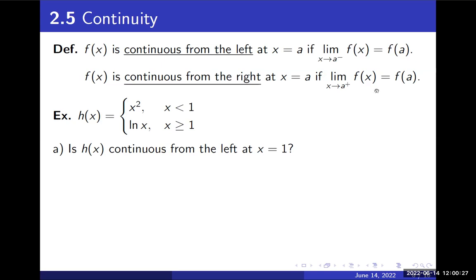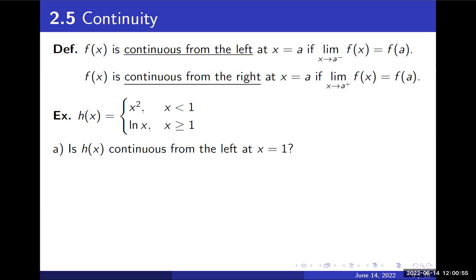So let's take a look. This example will have two parts. This piecewise function would be a good one to highlight this well. h of x equals x squared when x is less than 1, and the natural log of x when x is greater than or equal to 1. So in part A, is h of x continuous from the left at x equals 1?